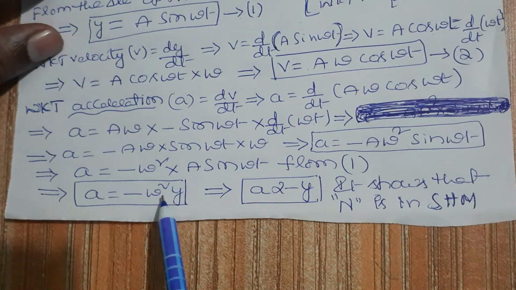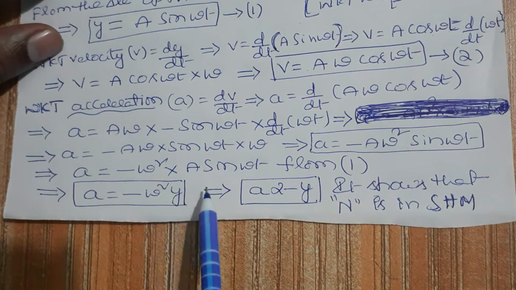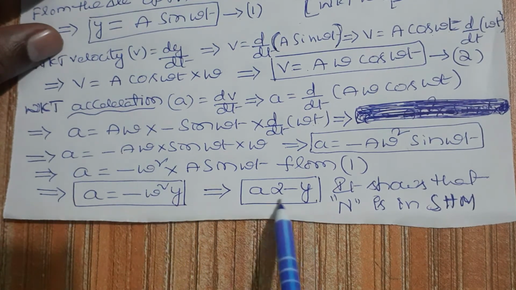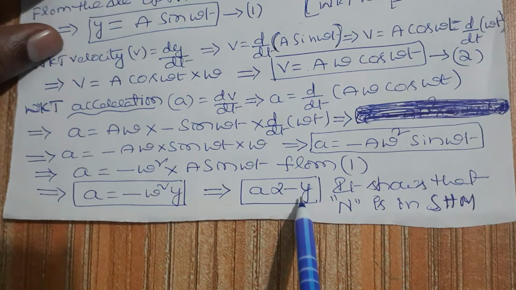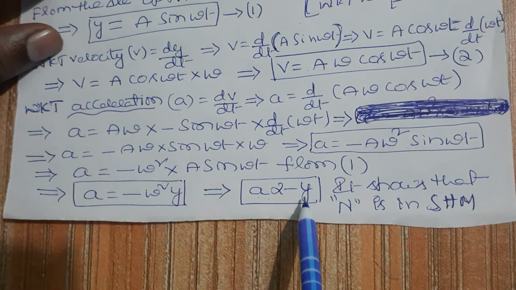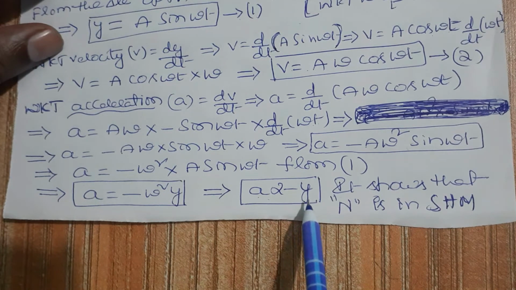Here omega is a constant, that is a uniform angular speed, a uniform magnitude of angular velocity. It is a constant. If you remove this, it can be written as a directly proportional to minus y, where minus indicates opposite direction between a and y, that is, acceleration and y are opposite in direction. That is why a is directly proportional to minus y.